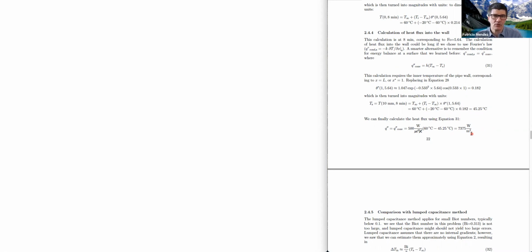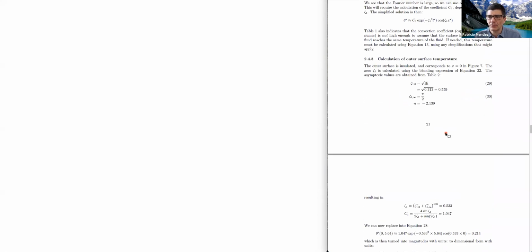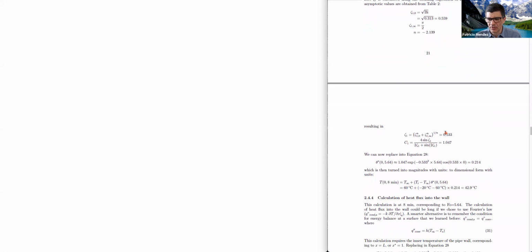I do something in my notes that is not in the book, but it's cool. Look, the inner surface of the pipe is 45 degrees C, but the outer surface of the pipe, we calculated before, was 43 degrees C. It's not that different. So the Biot number is 0.3. It's not 0.1. So it's not really lumped capacitance, but it's not too far from lumped capacitance. So let's do lumped capacitance and see how it compares for this problem in particular.